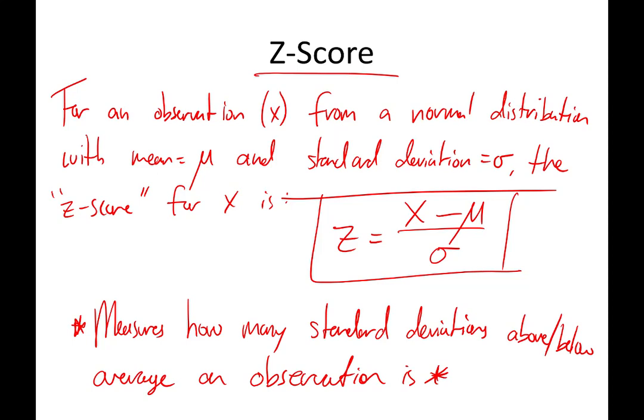Okay, so z-scores can be positive or negative. If a z-score is positive, that means you're above average. If a z-score is negative, it means you're below average. Okay? So that's the formula, and then we'll do some examples of how to calculate z-scores. And z-scores are also useful for comparing populations, which we'll see.